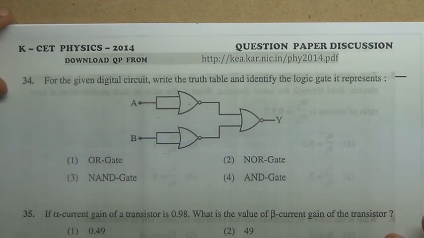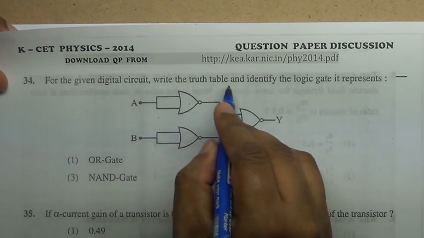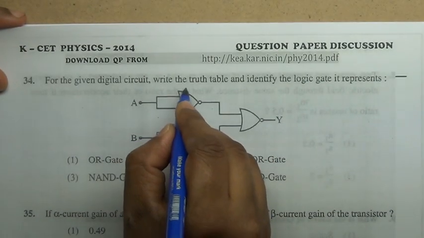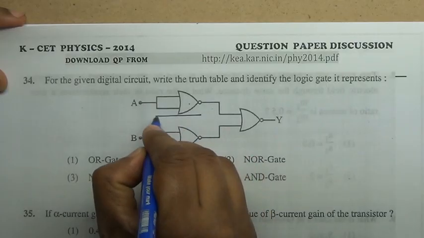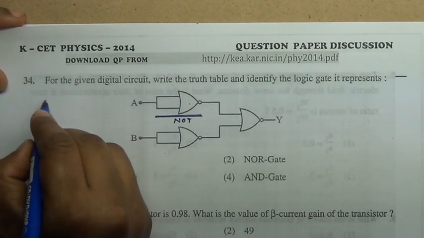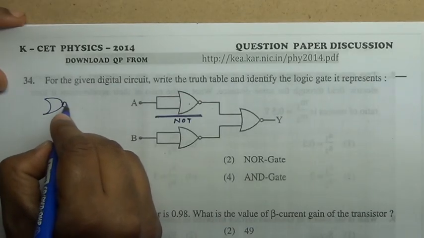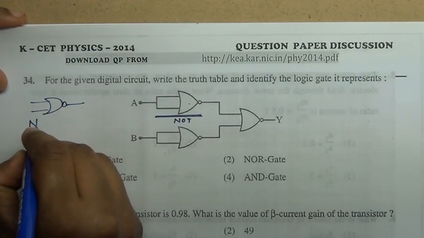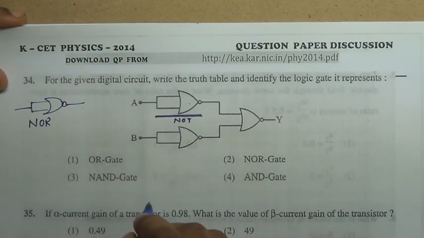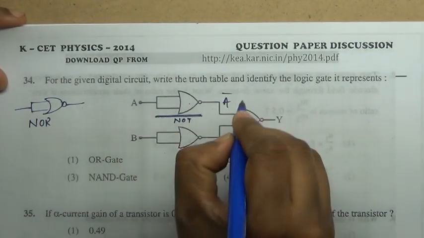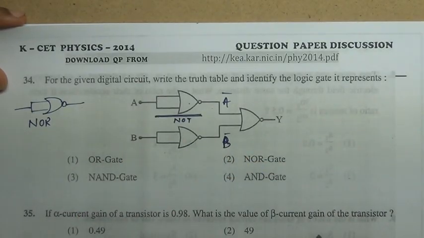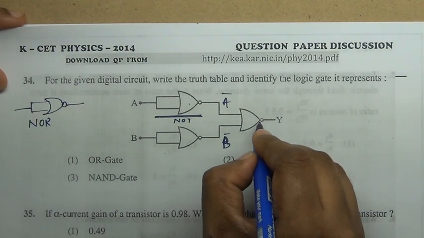For the given digital circuit, we write the truth table and identify the logic gate it represents. This is an AND gate. Sorry, NOT gate. This is NOR gate. But when inputs are shorted, it becomes a NOT gate. A is A bar, B is B bar. So this is a NOR gate.